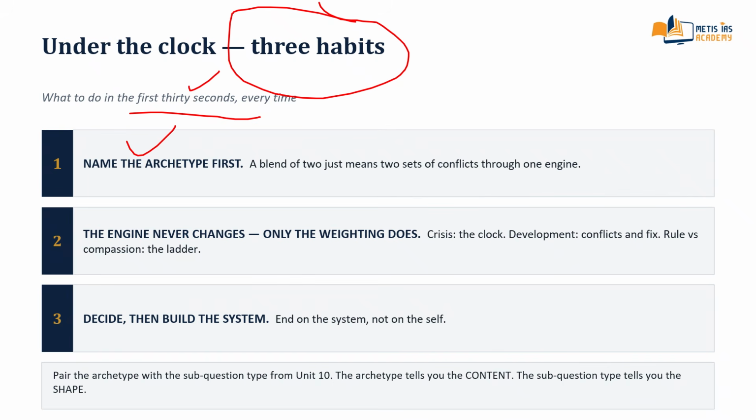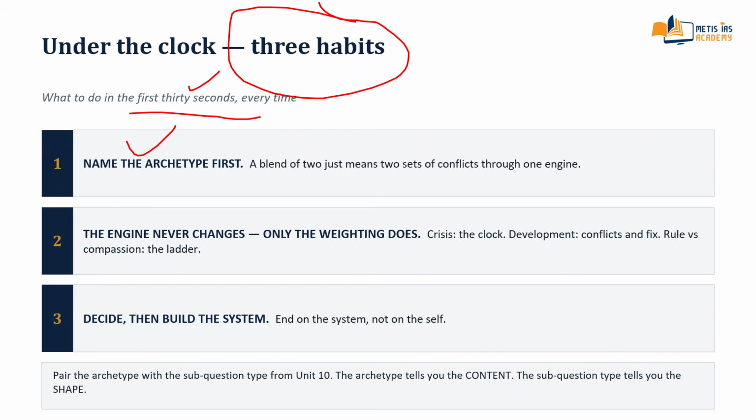Pair it with the other recognition step from unit 10: which of the five sub-question types each part is asking for. The archetype tells you the content. The sub-question type tells you the shape.